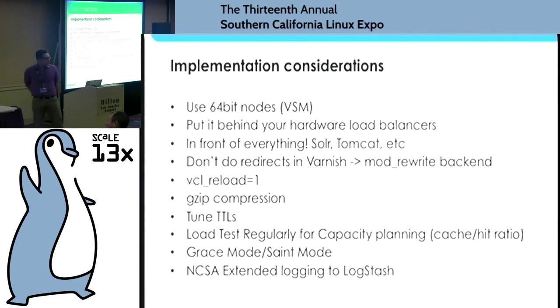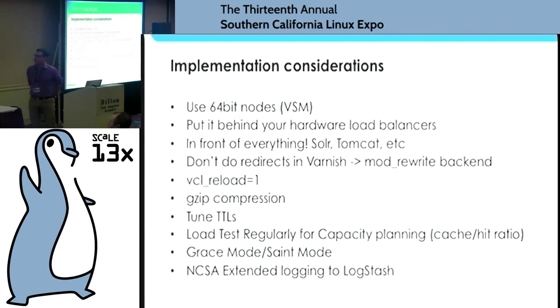Some best practices. Best practices that we've found: use 64-bit nodes. Obviously, the configuration that I showed earlier said to rely on memory versus disk. And so if you're allocating 2 gigs, 4 gigs, 8 gigs worth of cache, you want to be using 64 bits so you can address that space more quickly.